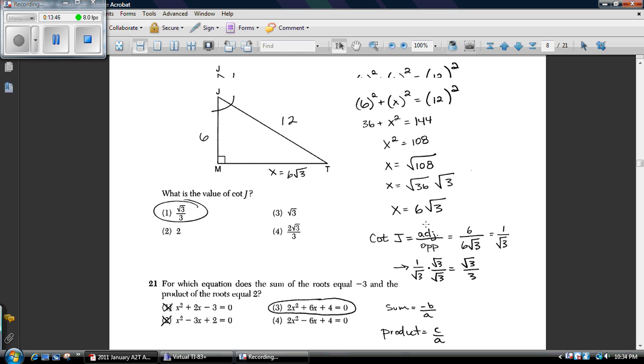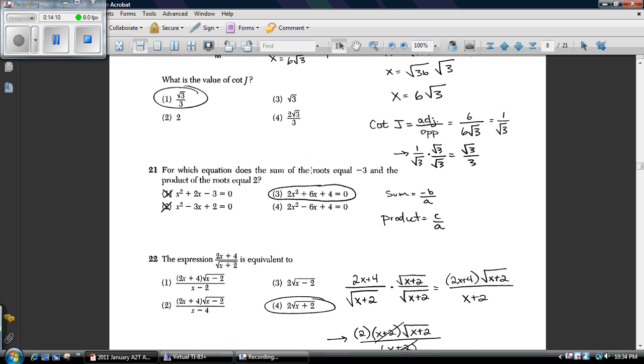And so then, plugging that in, the adjacent side is worth 6, and the opposite side is worth 3. Reduce. You're left with this. But you can't have a radical in the denominator, so you have to rationalize it by multiplying it by itself, top and bottom. You get that. First one.